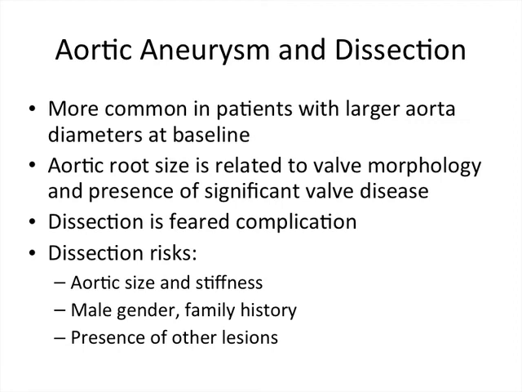Aortic dissection is the most feared complication and results in high mortality. Aortic dissection due to bicuspid aortic valve disease mainly occurs in the ascending aorta, with involvement of the descending aorta usually noted in older patients. Risks for dissection include aortic size and stiffness, male gender, family history, and presence of other lesions such as Turner syndrome and coarctation of the aorta.